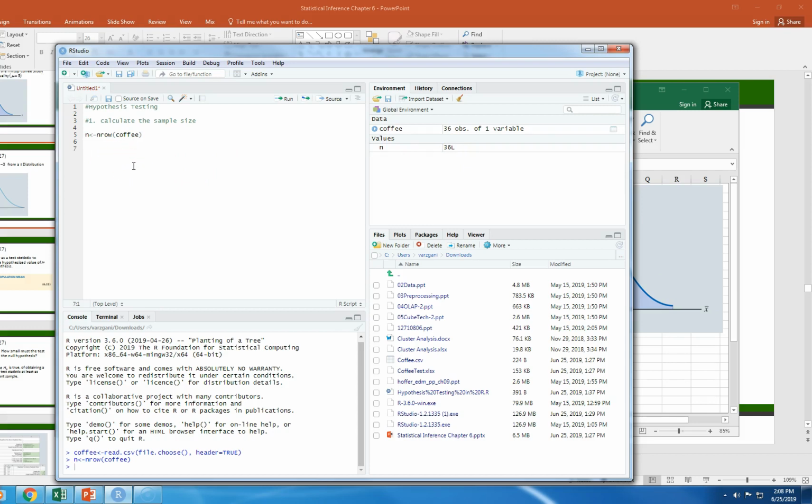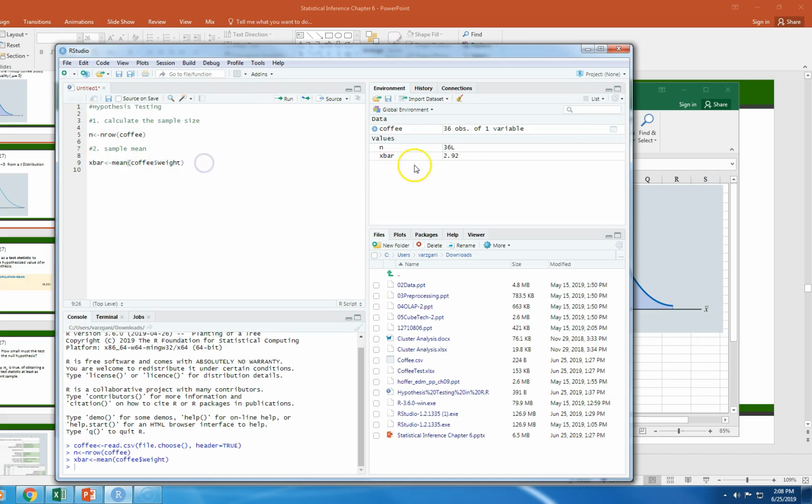Next, I'm going to calculate the sample mean, and I'm calling this sample mean x bar, and I'll use the mean function in R, and I want to calculate the mean for the column labeled weight. And now I can select this and run this function, and here on the right hand side you'll see the values being populated. So I know the sample mean now.